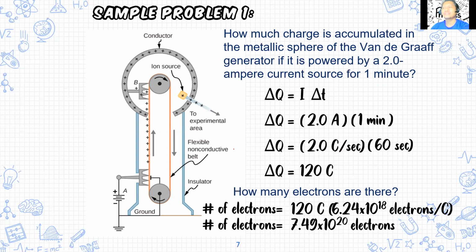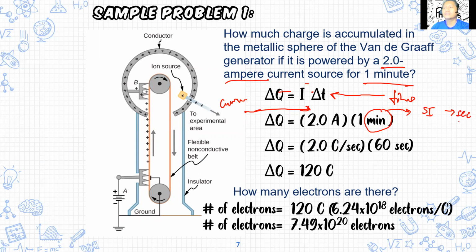Why? Look at this. We see 2 amperes. So this is a current and the other is 1 minute. That is time. Simply plug in the current for I, time for delta T. But the thing is, it is 1 minute. So we need to put this unit into our SI units, which is seconds. How many seconds in 1 minute? So there are 60 seconds.